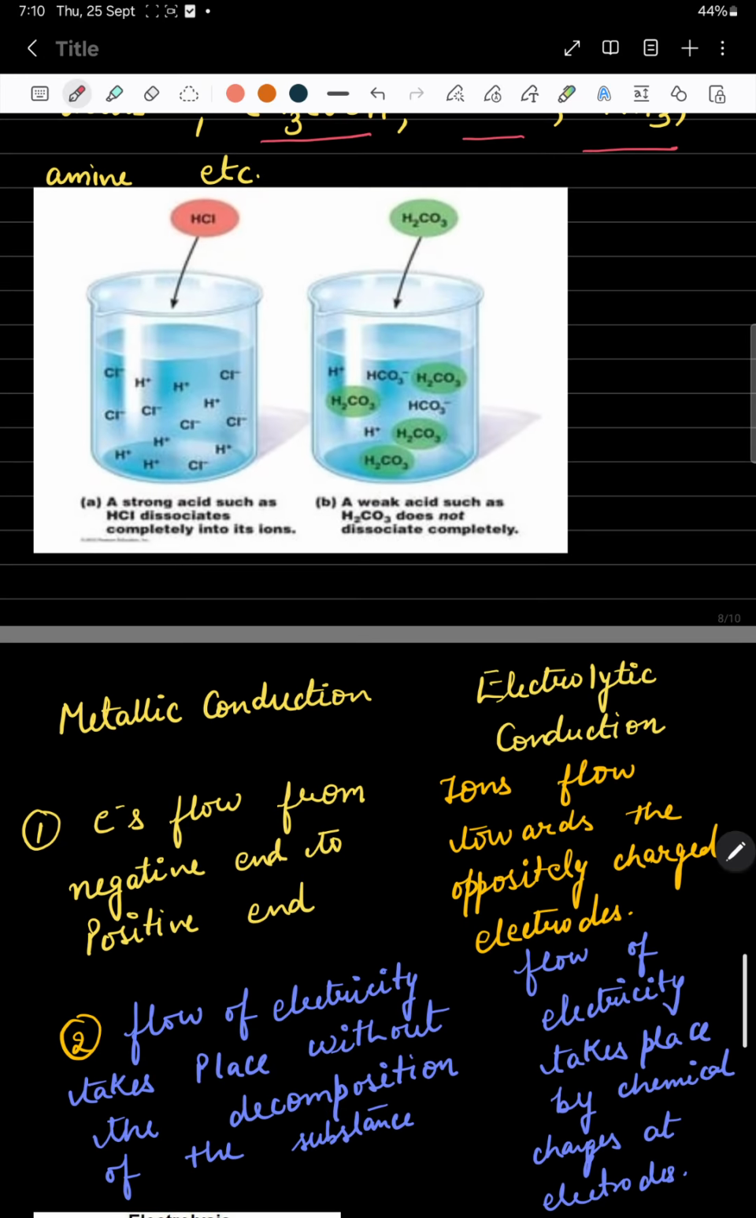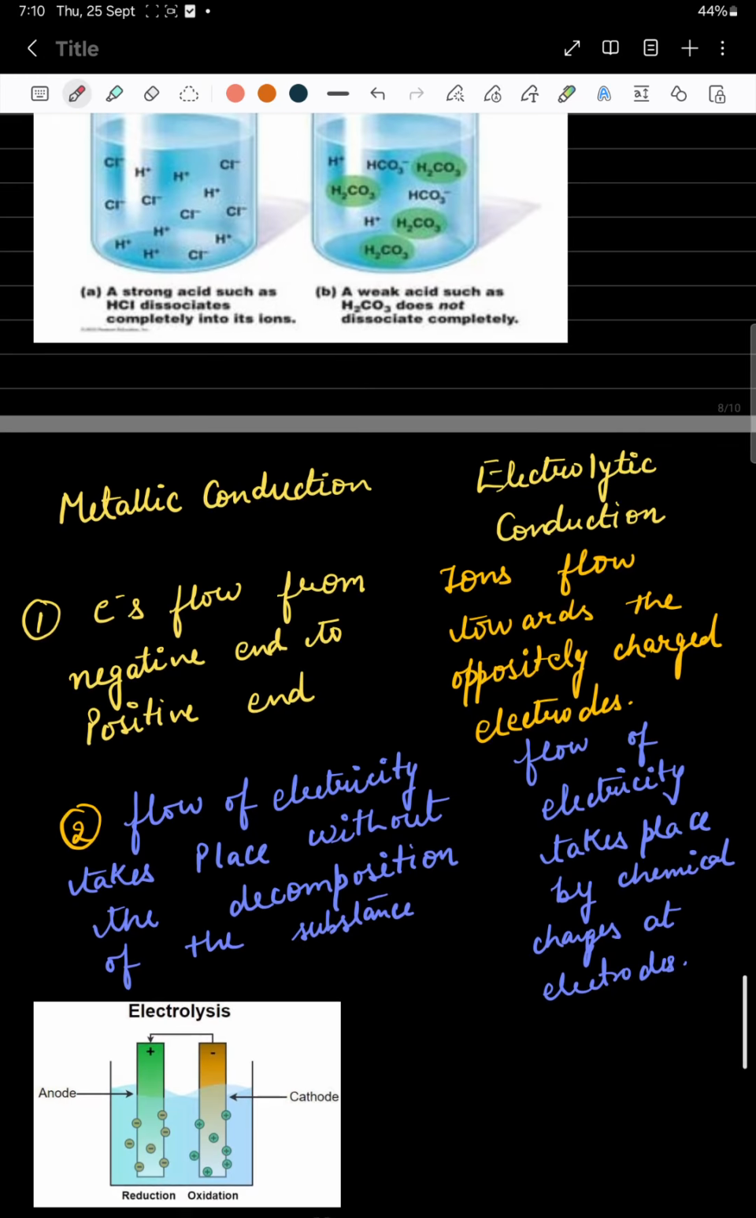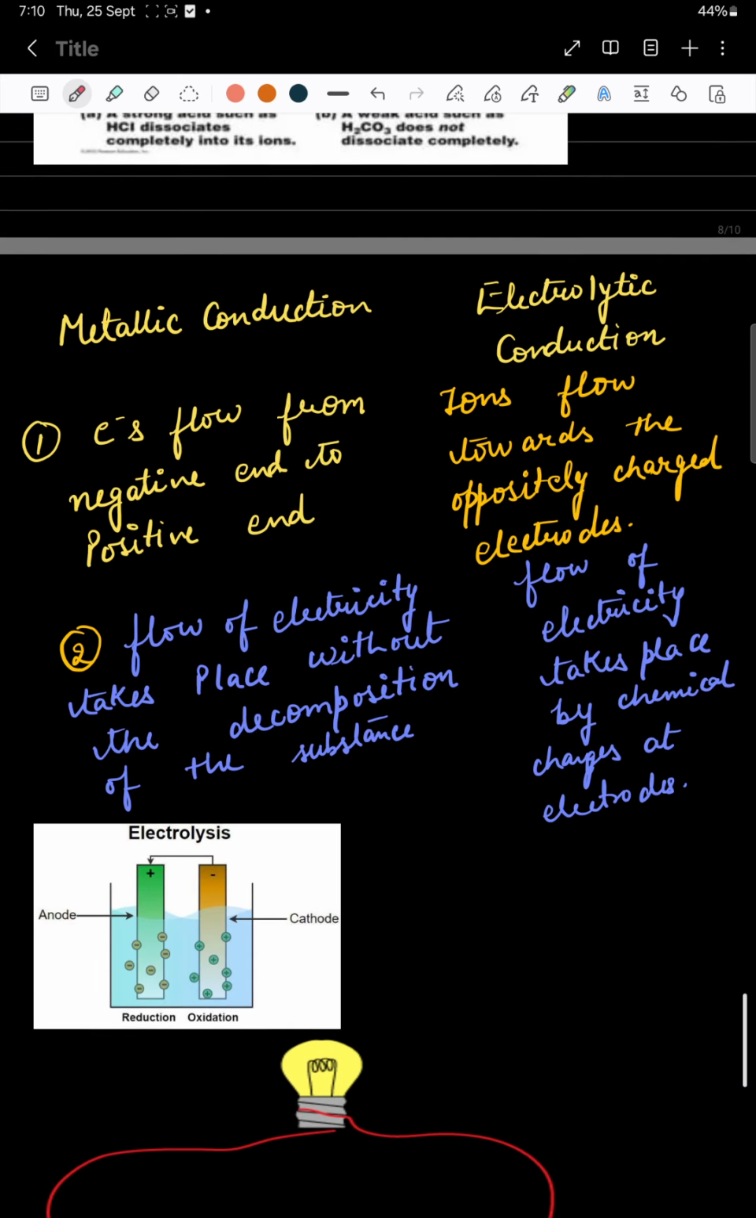Now, there is another example, H2CO3, carbonic acid. That is also a weak acid. Once you pass electricity, it would take time to be ionized. It's not possible that 1 mole would be completely ionized in one step to produce H+ and CO3 2- or the bicarbonate ion. So these are the weak electrolytes.